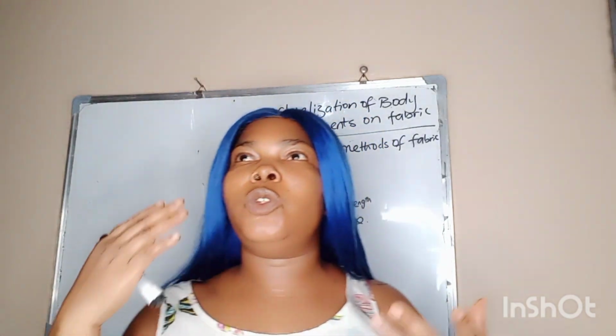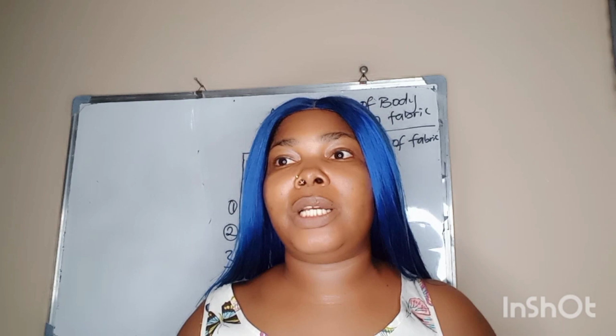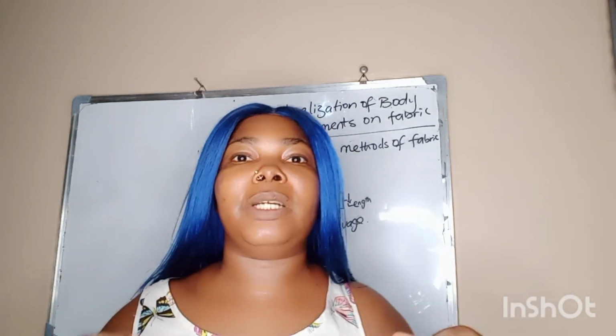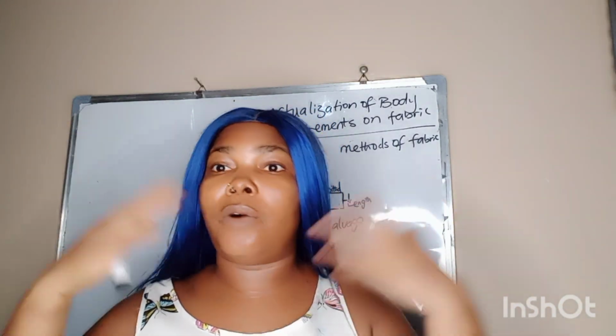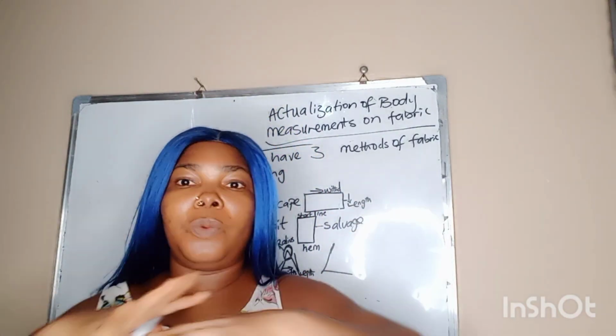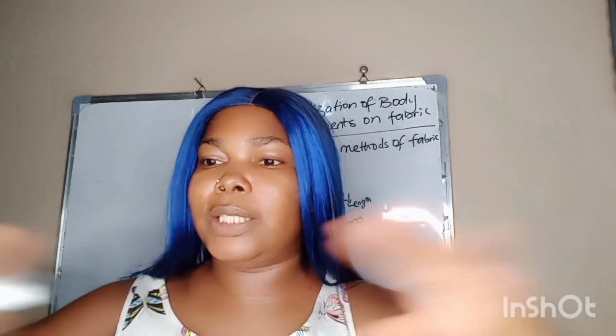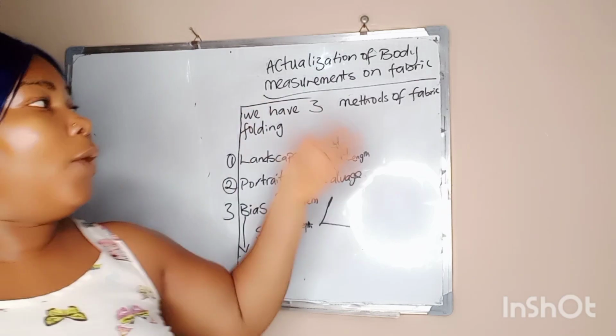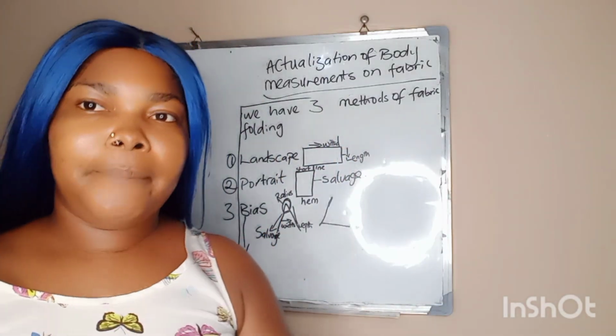And how you place your measurement when your fabric is on a fold that is divided by 2 is going to be different from the way you place your measurement when it is on a fold of 4, or when it's divided by 4. The same thing is applicable to when it is not folded or when it's placed on a flat surface. So that is why we have to go through the process of fabric folding first before we talk about how we can actualize those body measurements.